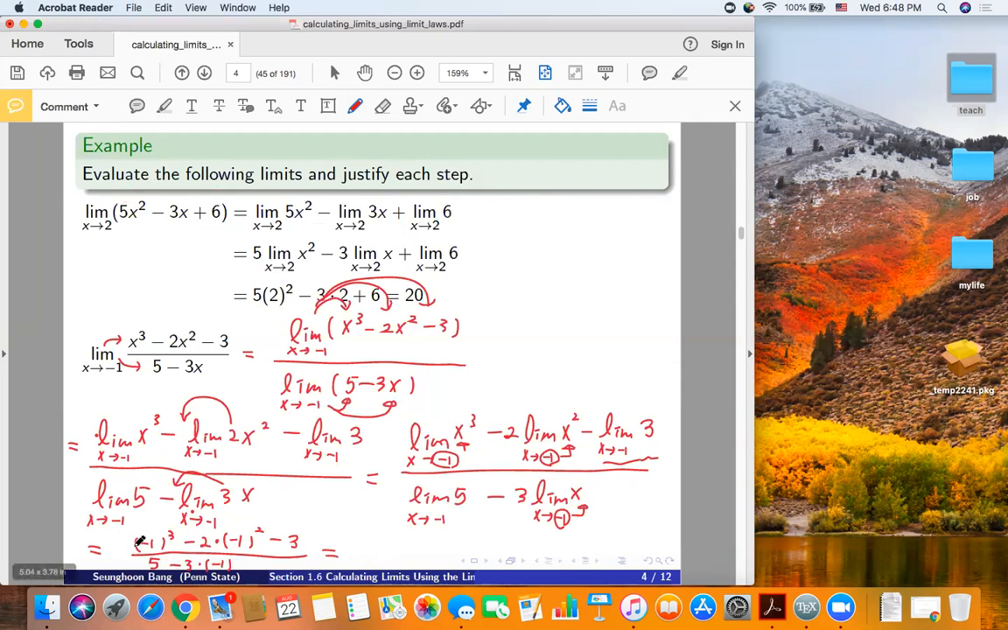Now calculate. Minus 1 cubed is minus 1. Minus 1 squared is 1. 1 times negative 2 is negative 2. Minus 3 over 5. The negative 3 times minus 1 is plus 3. So we have negative 6 over 8. You can cancel the common factor 2, giving 4 and 3. So the final answer is negative 3 over 4. This is the final answer.